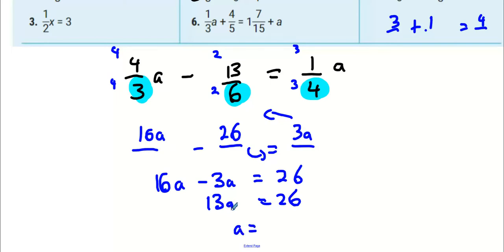Thirteen is multiply or divide on the left, which is 2. Okay, you cool with that?